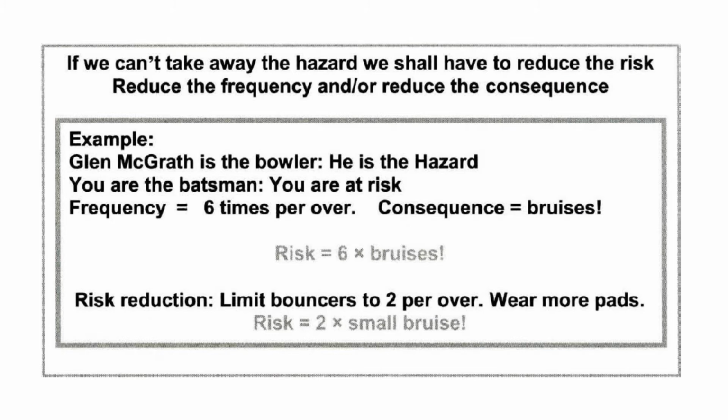He's a hazard and you are the risk. The frequency is 6 times per hour, and the consequence is bruises. Risk is equal to frequency times consequence. Don't forget risk reduction. Risk reduction now is to limit bruises to 2 per hour, with more pads. Now the risk is 2 small bruises per hour.